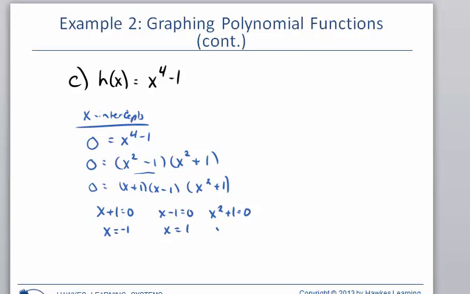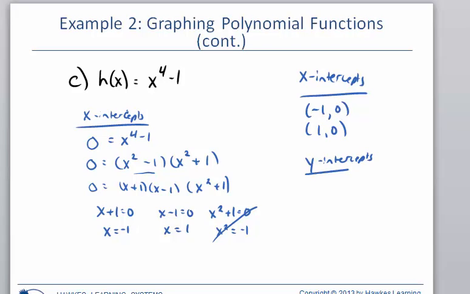And look at what happens on this third one. When I subtract the 1, I get x squared is equal to negative 1. And there's no way for me to square a real number and get a negative. Remember, you square a number, it's always positive. So this one doesn't really produce anything. All right, so our x-intercepts, we have negative 1, 0, and positive 1, 0.